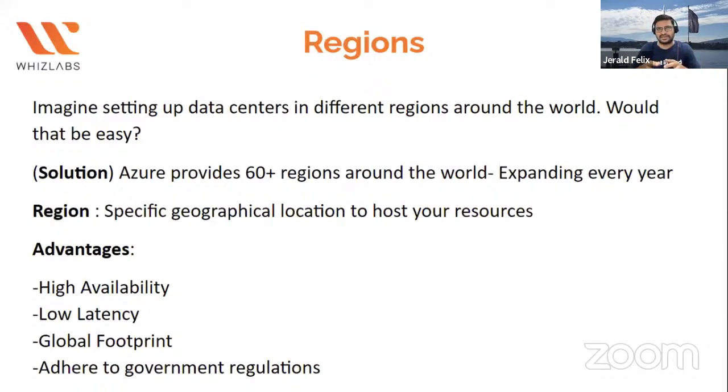Imagine setting up data centers in different regions around the world. If we set up regions across the world, it ensures users get low latency and high availability of the product. As we see in the slide, by setting up your application in multiple regions, you have high availability, low latency, global footprint, and also government regulations, because each country follows strict regulations and we adhere to them.